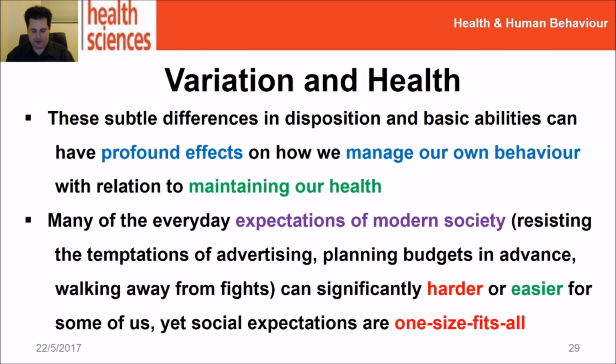That's the underlying idea. It's an important thing to wrap your head around as we move forward: we use these internal regulatory mechanisms, our internal intuitions, to manage our health behavior based on the expectations of the environment around us. And many of the expectations about modern society, a lot of the things that a reasonable adult is expected to be able to do, resist the temptations of advertising, plan your budget well in advance so that you don't go broke, walk away from fights instead of engaging with them, can be significantly harder or easier for some people based on natural variations that once upon a time didn't amount to much of anything, but nowadays can put you at a severe disadvantage, despite the fact that our expectations are one size fits all. We tend to blame people for things they can't control in this regard.